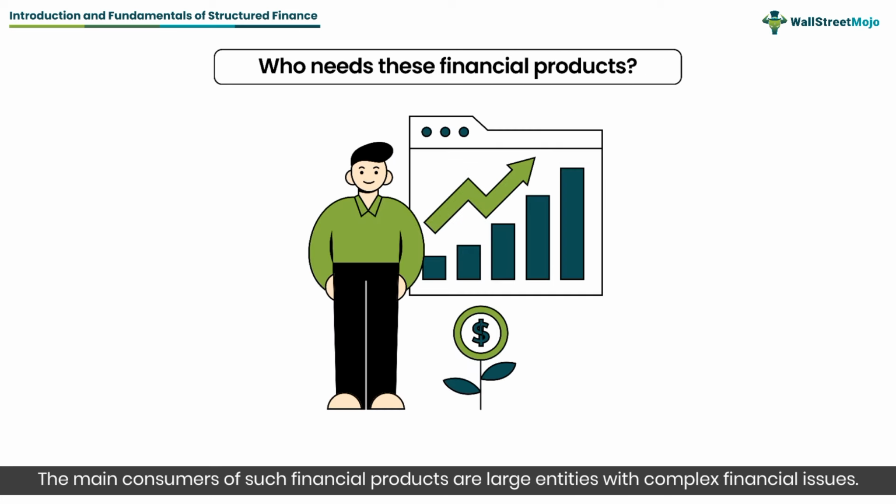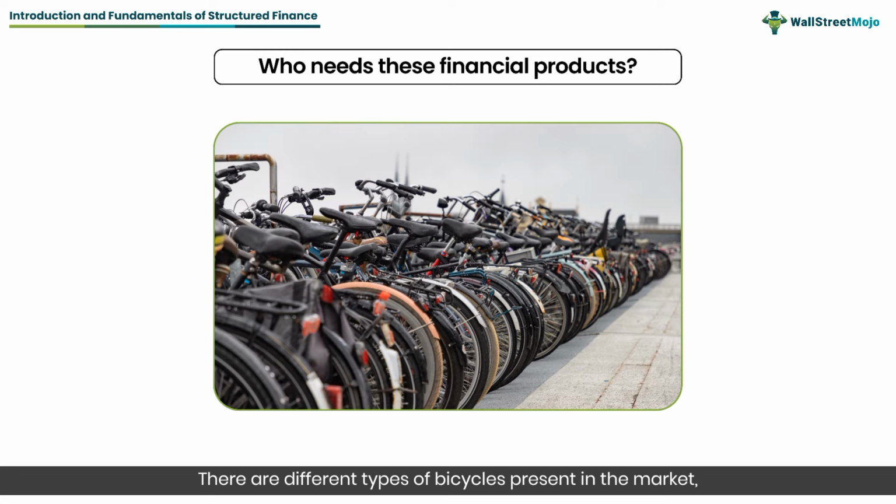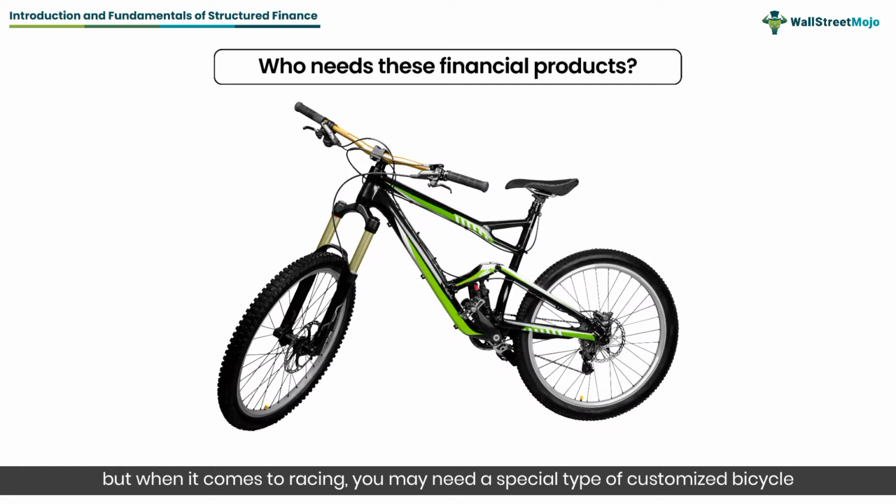The main consumers of such financial products are large entities with complex financial issues. They are looking to indulge in them because they want customized products that are far different than traditional financial instruments. To give you a small hypothetical example, there are different types of bicycles present in the market, but when it comes to racing, you may need a special type of customized bicycle that can fulfill your requirements for the race. Now, one may argue that you can participate in the race with any old or basic bicycle. Yes, that's true. But it's not just about participating, but winning the race. To win the race, you may need a proper racing bicycle that is lightweight.